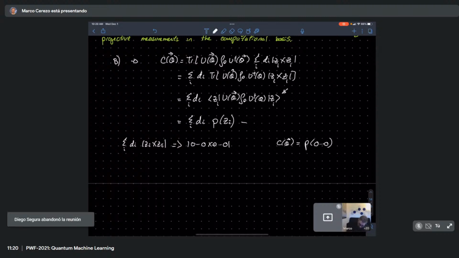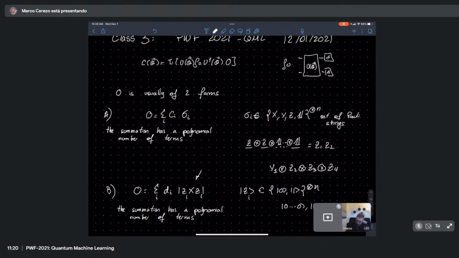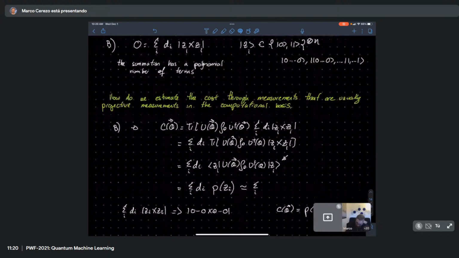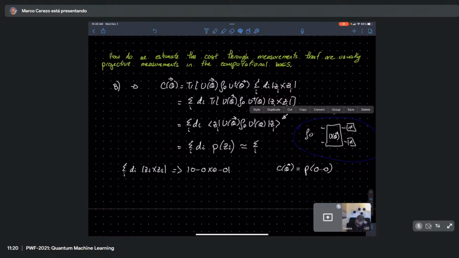So this can be estimated in a quantum computer by, we don't have to do anything. We just run our circuit and literally use this one right here, measuring in the computational basis. This is one way to do it. There are other ways, as we will see later. We're going to put this here. And we can estimate this as the summation of di, the number of times we got the zi outcome over the total number of measurement outcomes, right? And that's it. That's what we have to do.